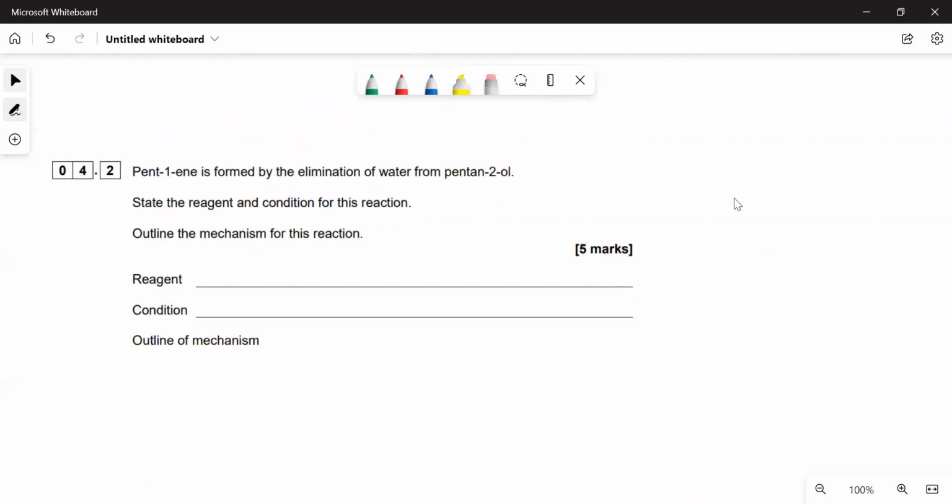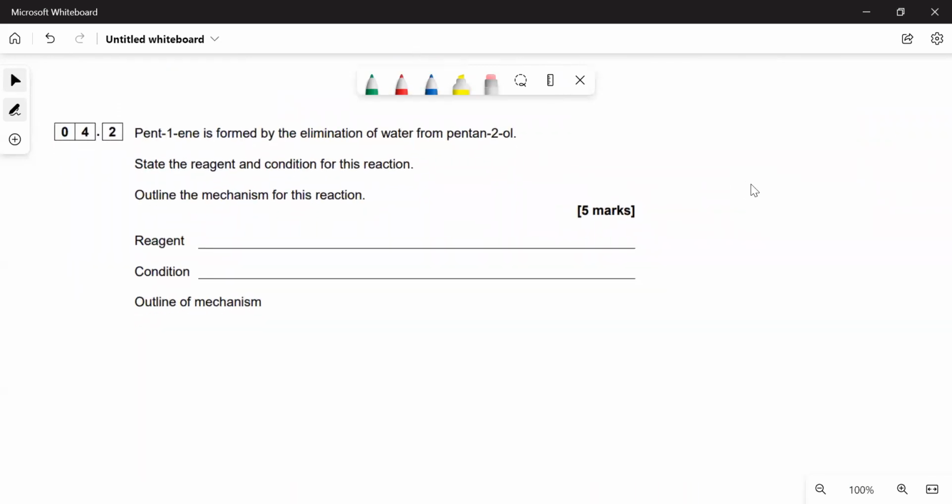Pent-1-ene is formed by the elimination of water from Pentane 2-ol. State the reagent and conditions of this reaction and outline a mechanism. The reagent you need is concentrated either phosphoric acid or sulfuric acid. I'll put sulfuric acid. Again, this is a required practical, required practical 5A. The condition you need is a high temperature. I think it's sufficient just to say high temperature.